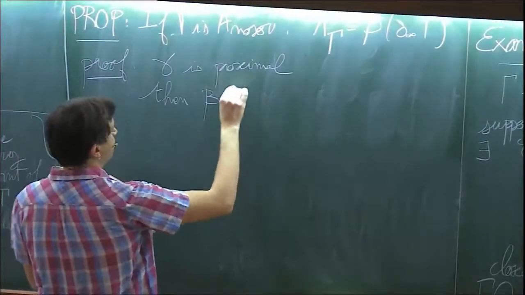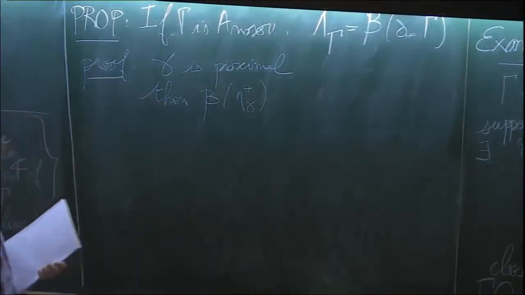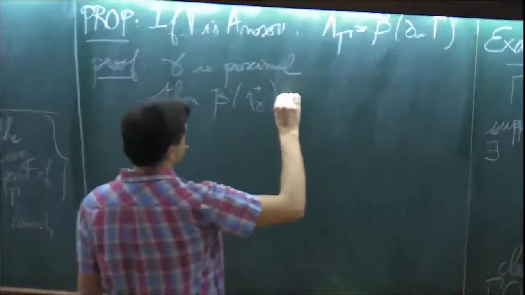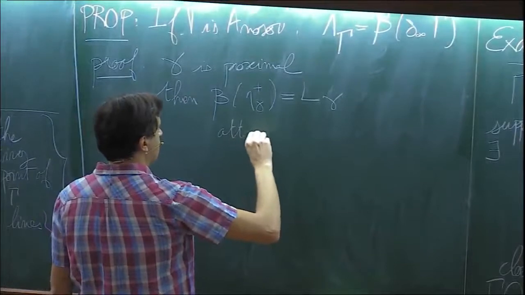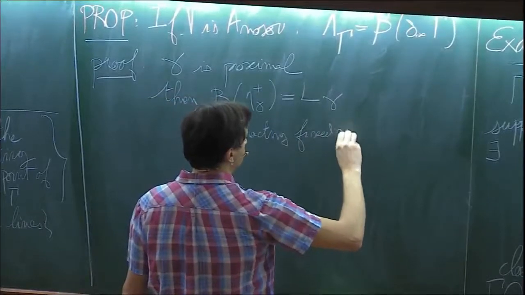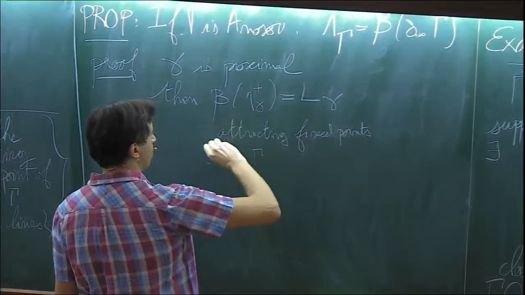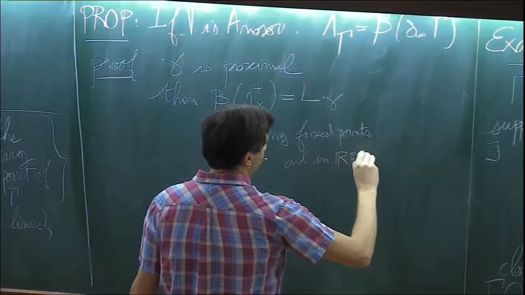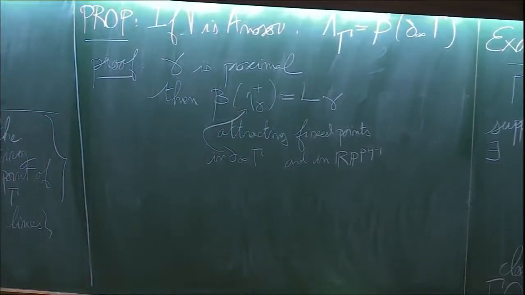The image of the attracting fixed point of gamma in the boundary of the group at infinity is the attracting line of gamma. So this is the attracting fixed point in the boundary at infinity of gamma for this one, and in RP, the projective space, for this one.